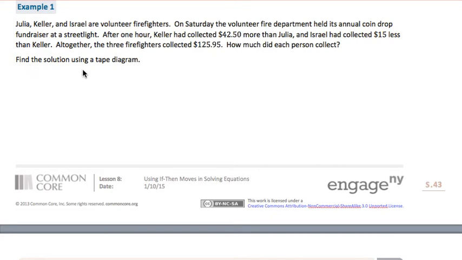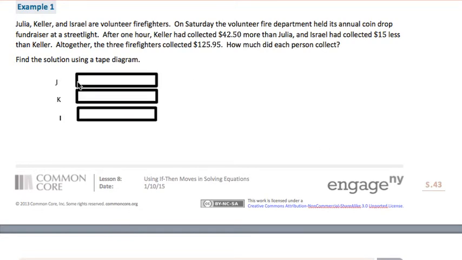They suggest to us to find the solution using a tape diagram. Very good suggestion, because to keep track of those three amounts and the changes in them is very difficult without drawing the picture. So we're going to start off with 3 rectangles, each one representing one of the firefighters, Julia, Keller, and Israel. Each of those rectangles are the same size because we will add on or subtract from them based on the information in the problem.